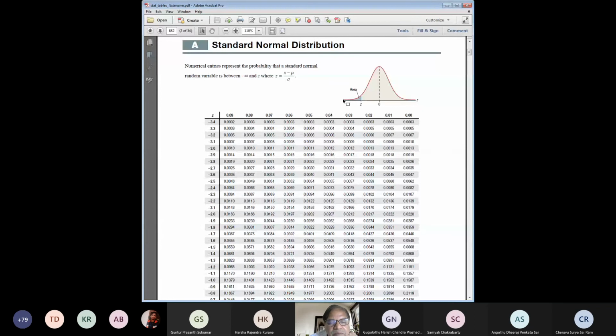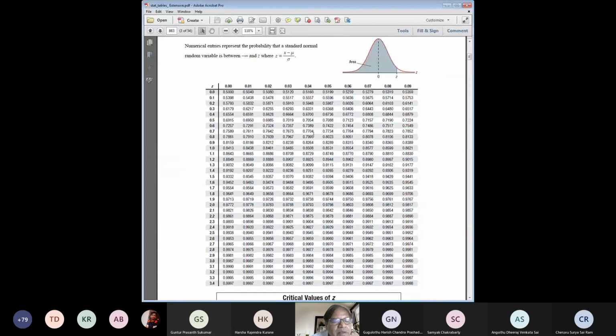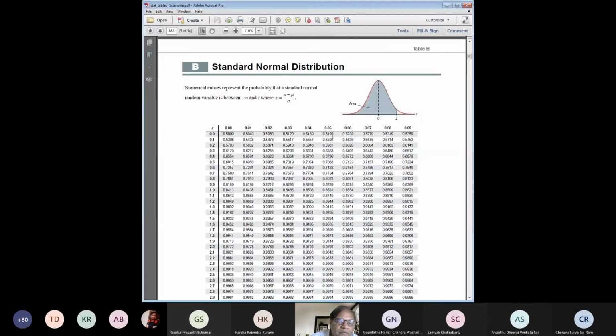So if the z moves on this side, then we have the value here. So z on the positive side, then minus infinity to z. So it's a cumulative probability. This type of table is known as the cumulative probability table. So you can find out the area or respective probability from any point in the form of minus infinity to z.